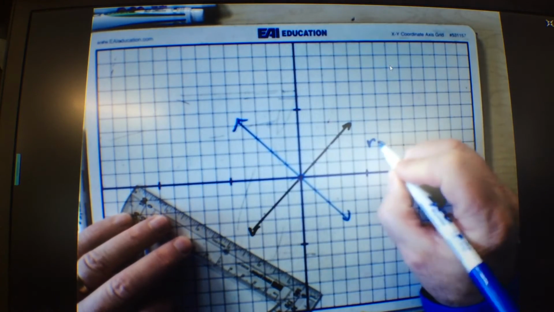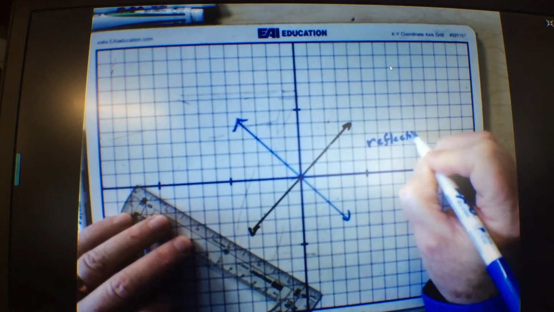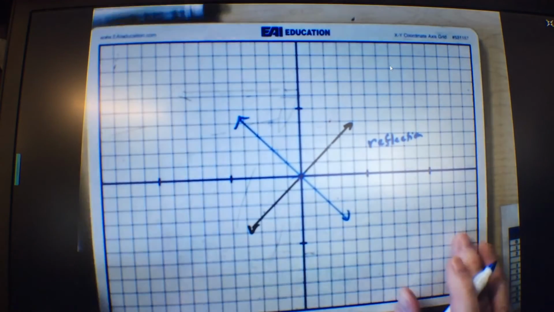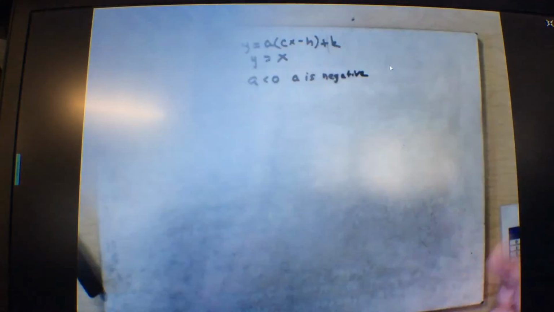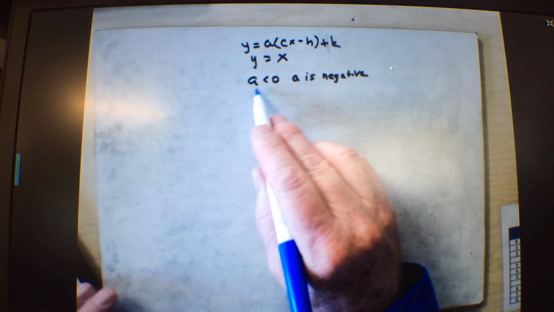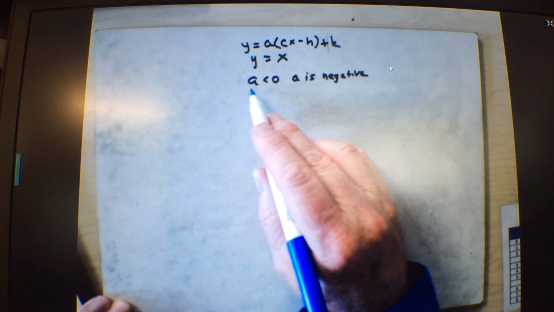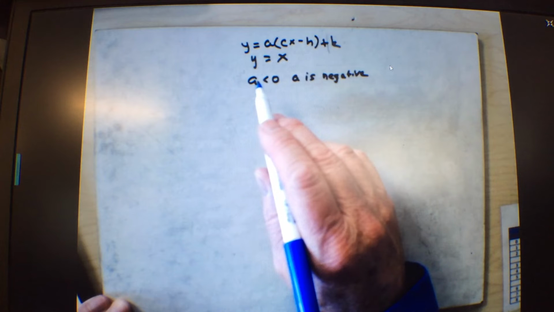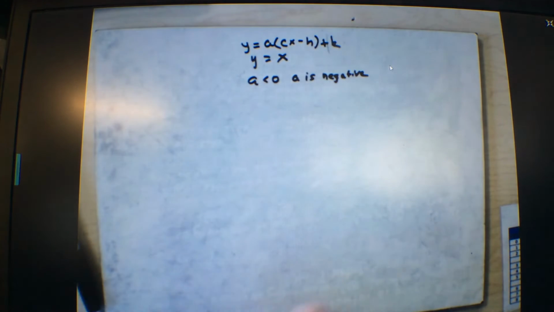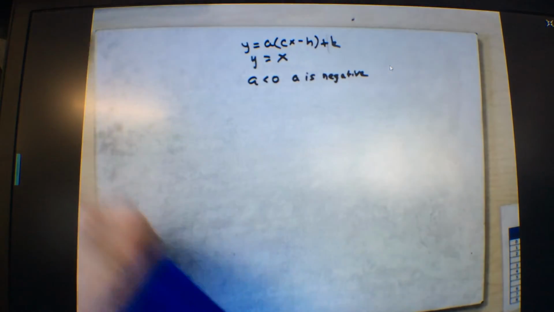This is called a reflection. A reflection. If this number is negative, okay? All right. Now, here's the weird thing.